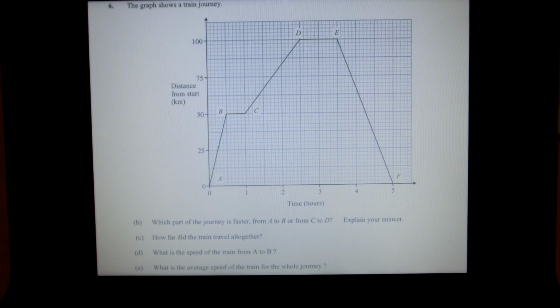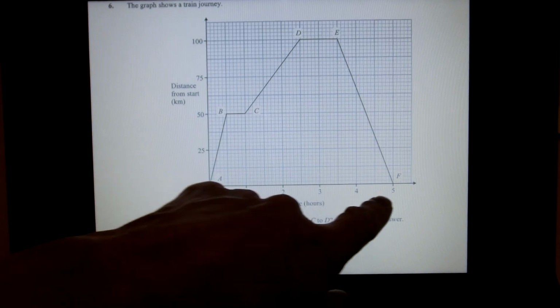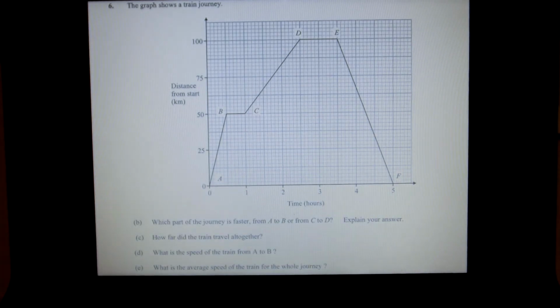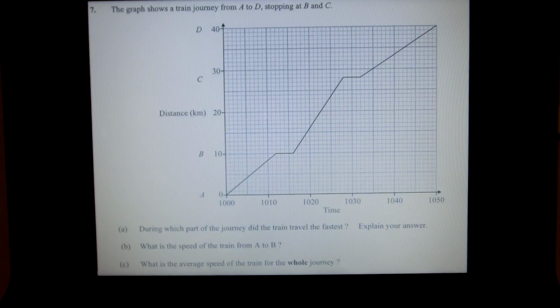And the average speed of the train for the whole journey: it covered 200 kilometres, and it did that in 5 hours. So covering 200 kilometres in 5 hours would be the same as covering 40 kilometres in 1 hour. So the average speed is 40 kilometres per hour. I think that will do. Thank you.